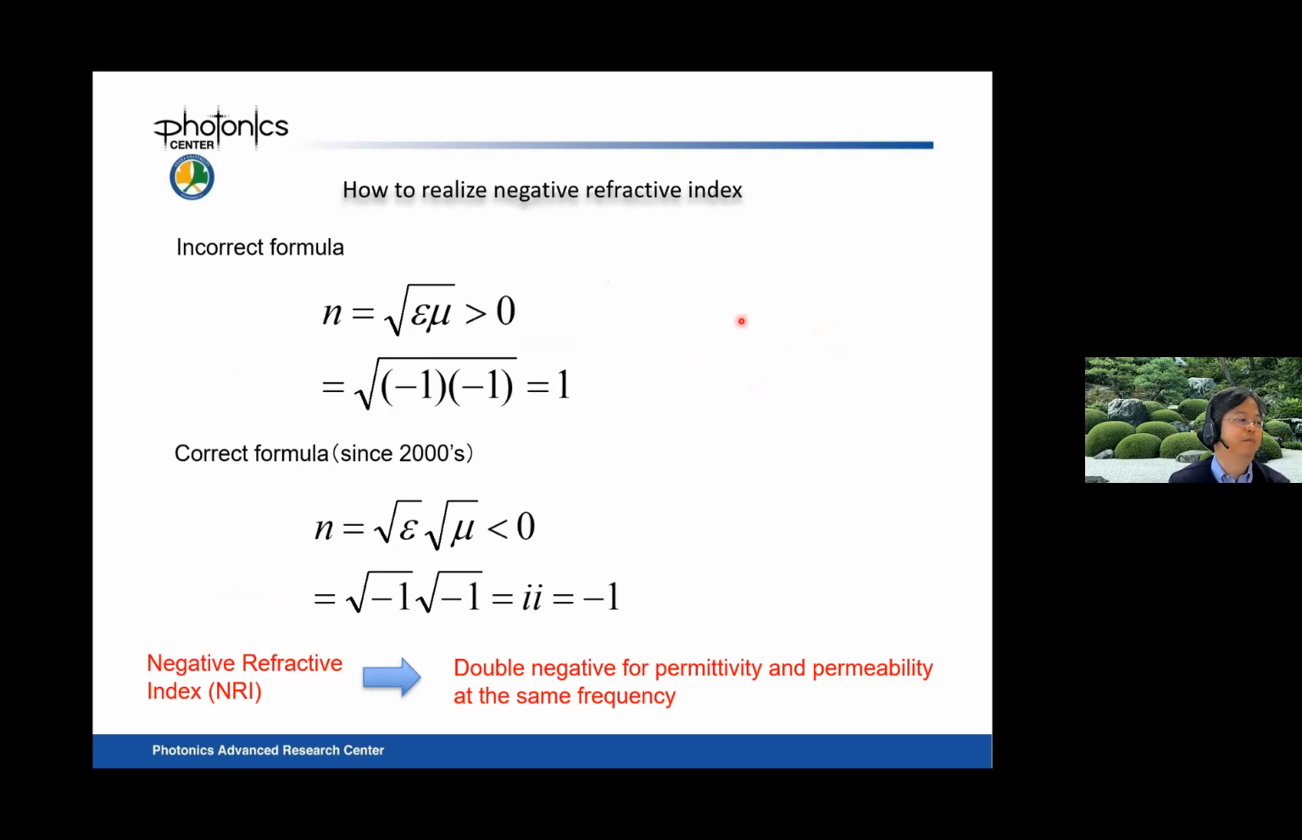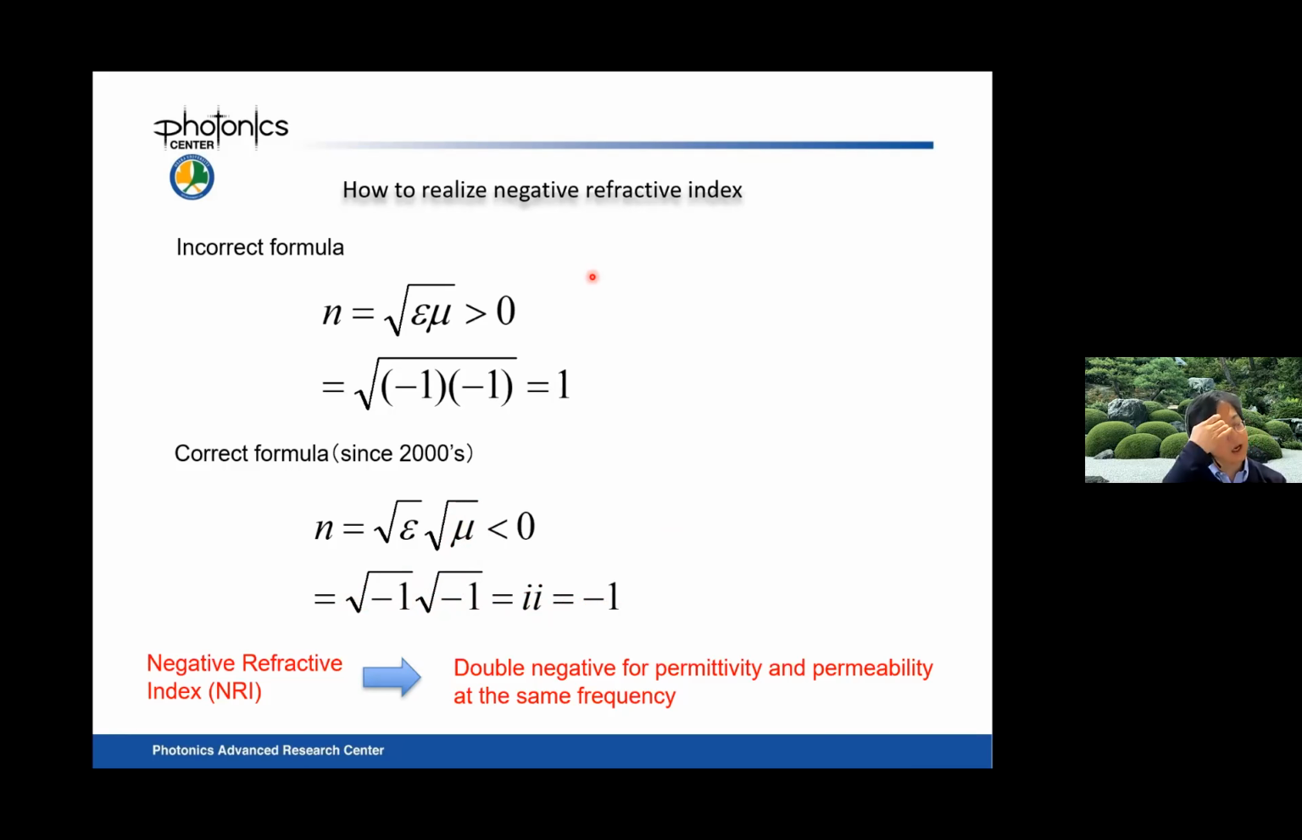So what should we do? By using this formula, if we want a negative value of n, we need to have a negative epsilon and a negative mu at the same time. The square root of -1 is the imaginary number i, and the square root of mu, if mu is -1, is also the imaginary number i, and i times i, the product of two imaginary numbers, is -1.